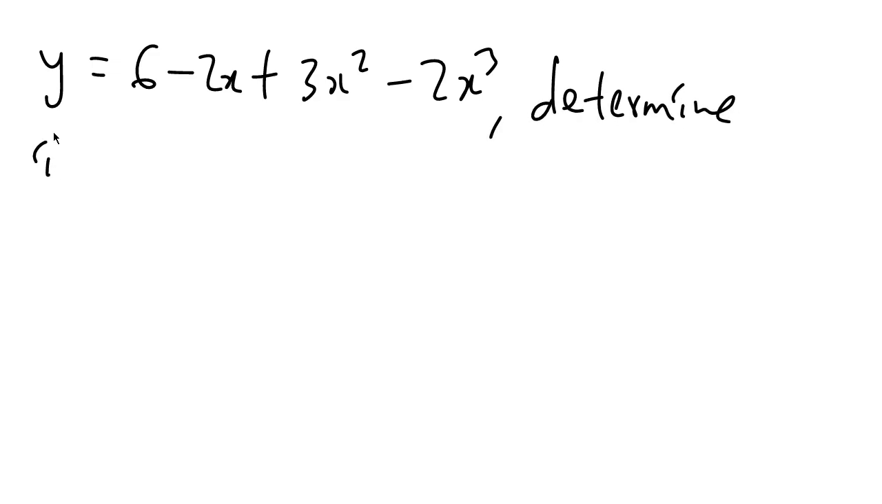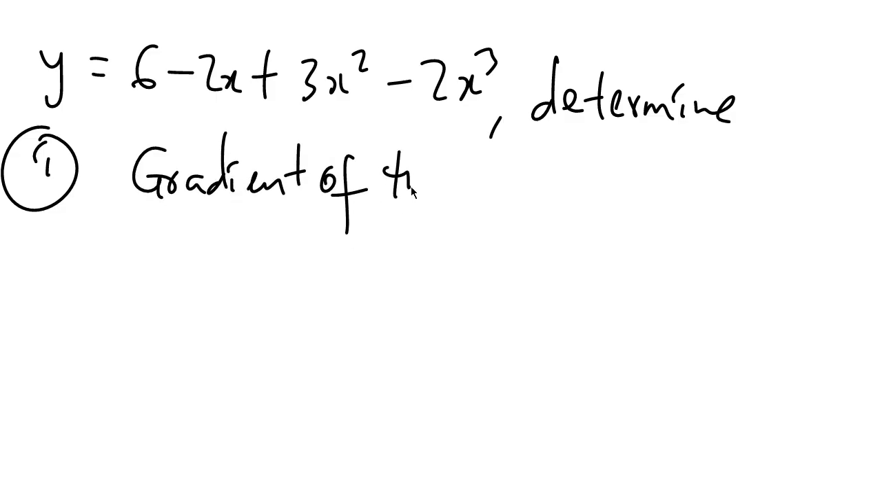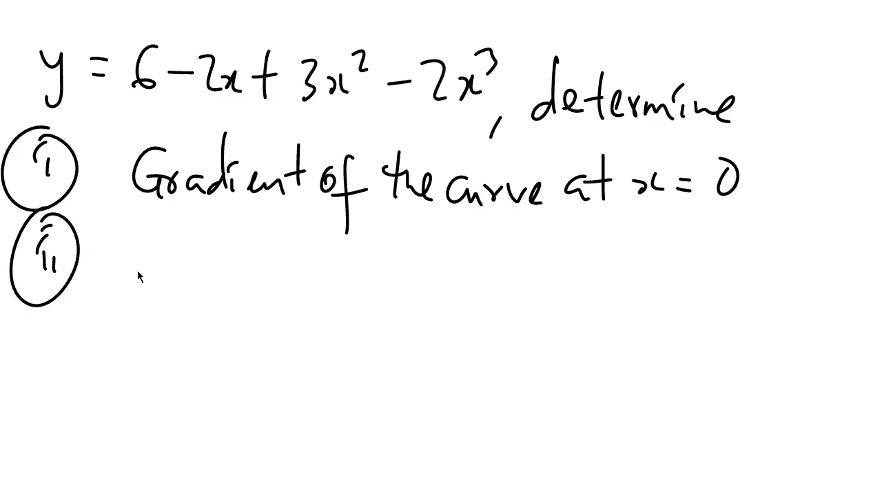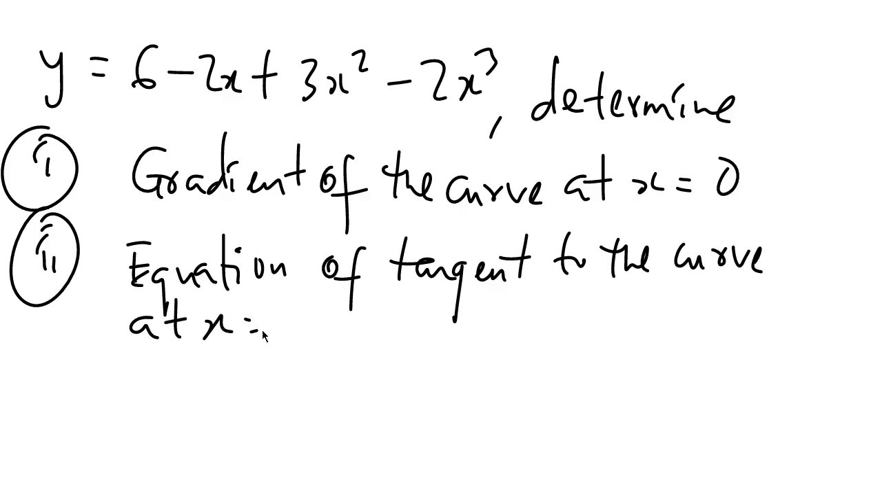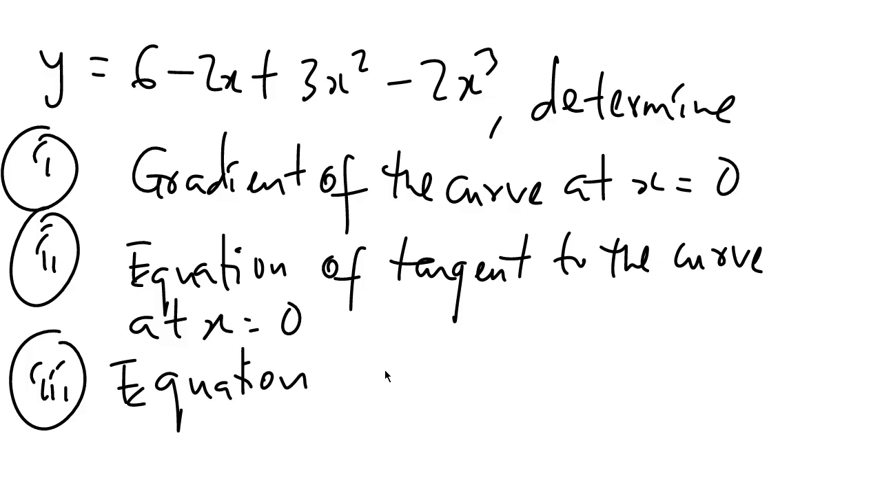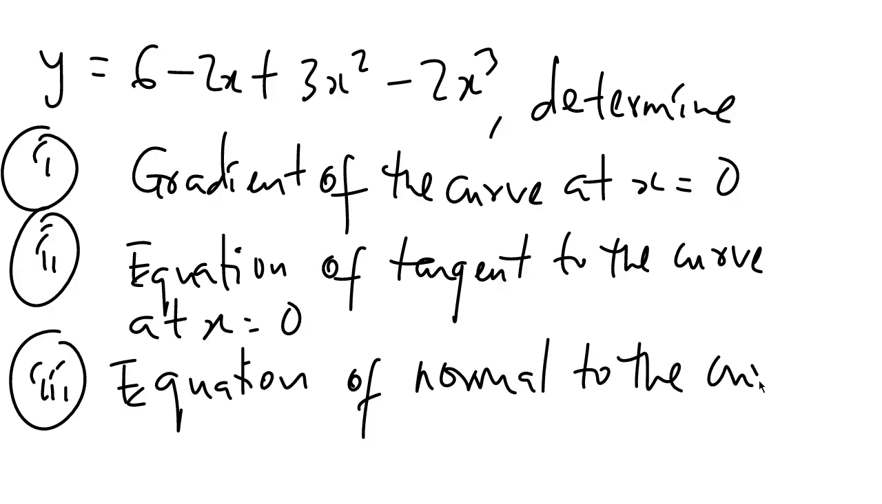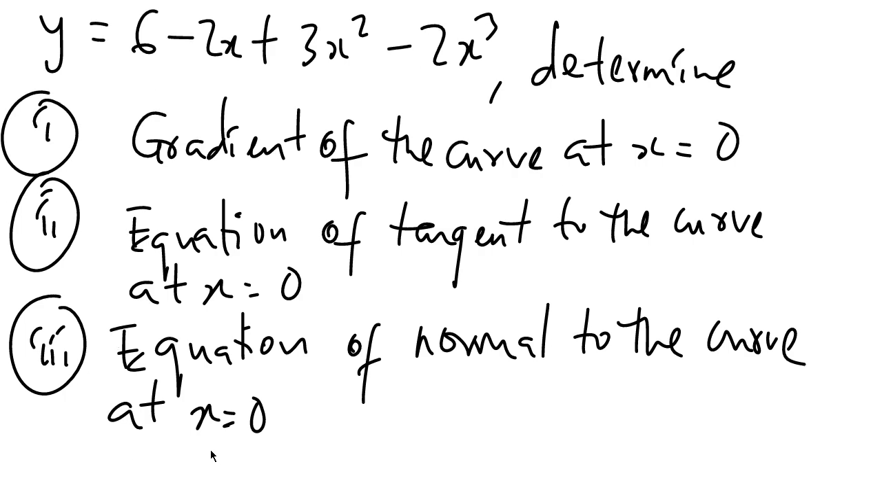Determine one, the gradient of the curve at x equals 0; two, the equation of tangent to the curve at x equals 0; and three, the equation of normal to the curve at x equals 0. So how are you going to go about this?